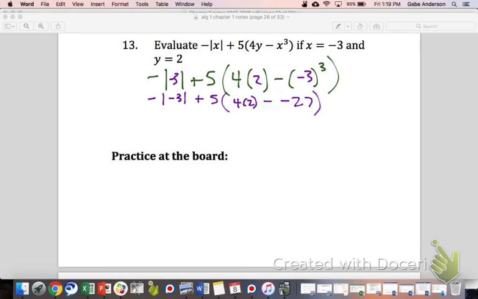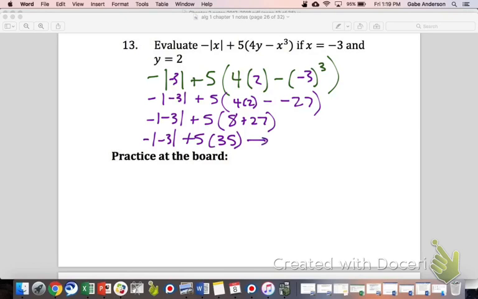So now I think I will do this. I'm going to go negative absolute value of negative 3 plus 5. Now inside the parentheses I got 4 times 2. Going to do multiplication here. Of course that's 8. And then minus minus is really plus. So plus 27. And then to finish out the parentheses finally, I get negative absolute value of negative 3 plus 5. 8 plus 27 is 35.